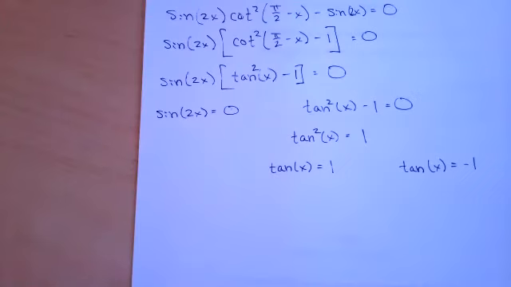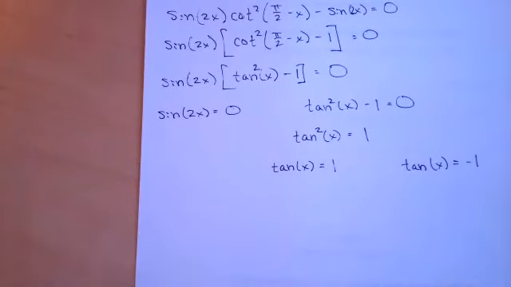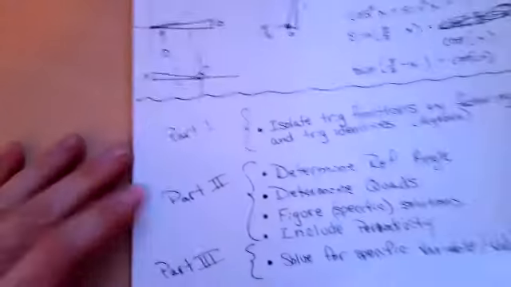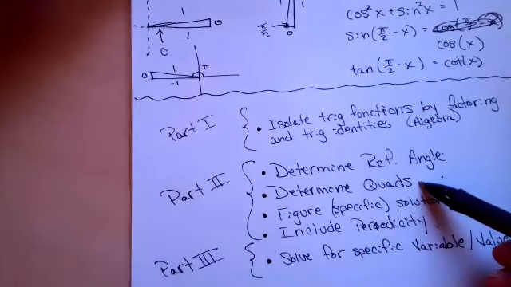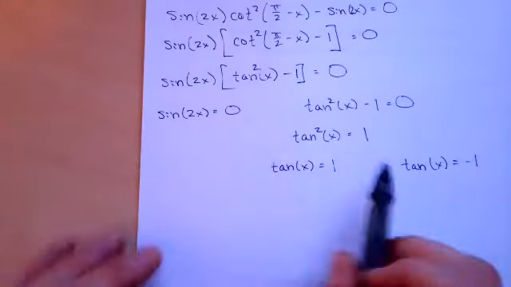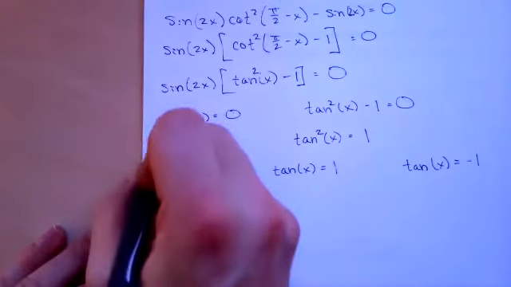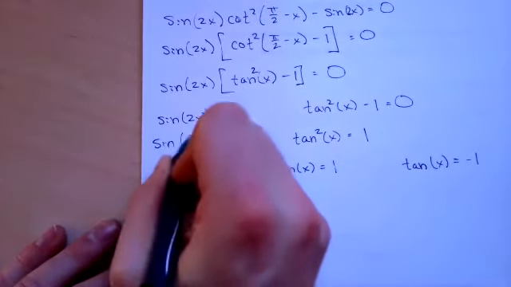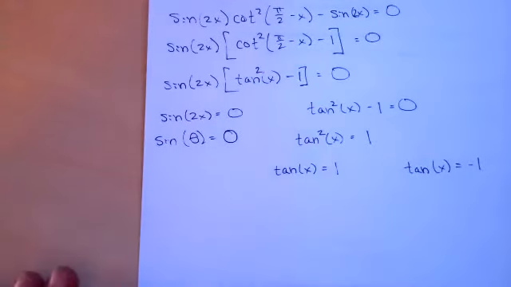Okay, so now we're ready for part 2. We've got our trig functions isolated and set equal to a constant. So what is part 2? What are our first 2 steps? Reference angles and quadrants. So let's go ahead and work with this first guy here. Whenever sine and cosine are equal to 0 or 1, it's going to be one of these degenerate triangles.